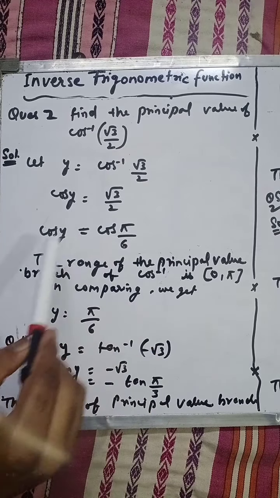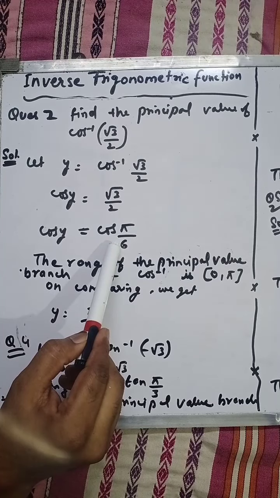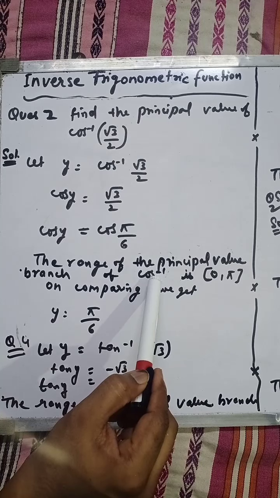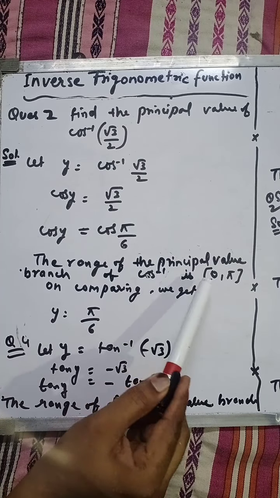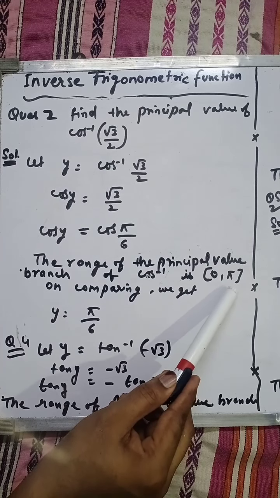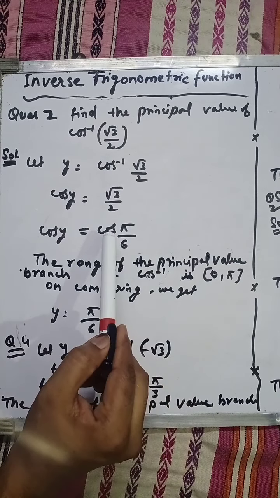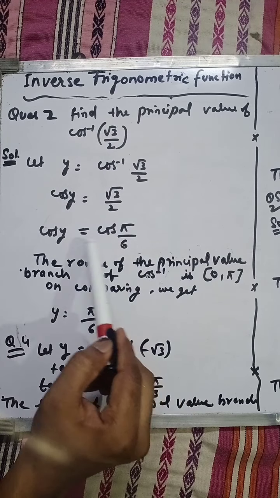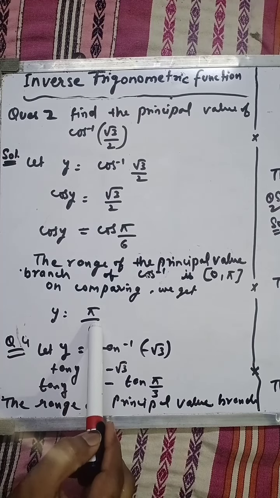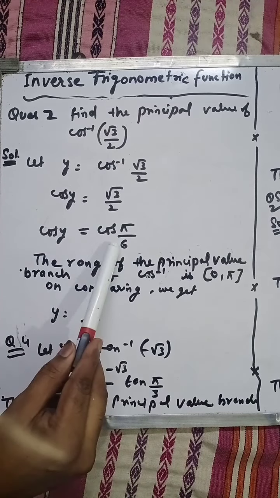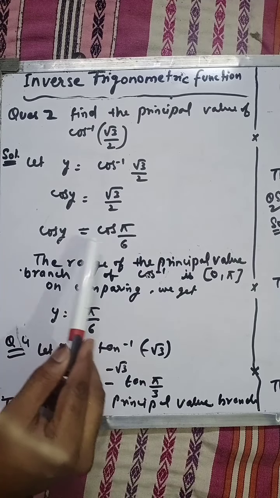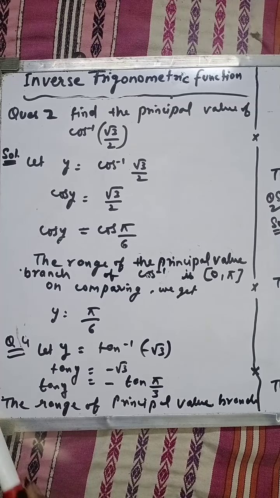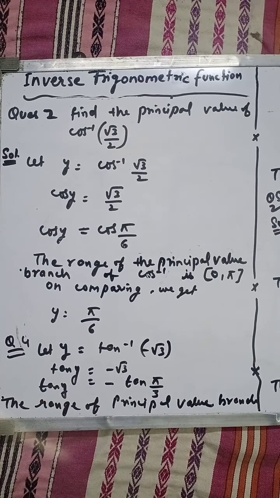Now we have to check the range of the principal value branch of cos inverse. From that table you will get the range 0 to pi. 30 is lying between 0 to 180. Yes, it is lying. So the principal value will be y equals to pi by 6. Or you can compare the angle both sides, so you will get y equals to pi by 6. So this is the principal value of the required inverse trigonometric function.